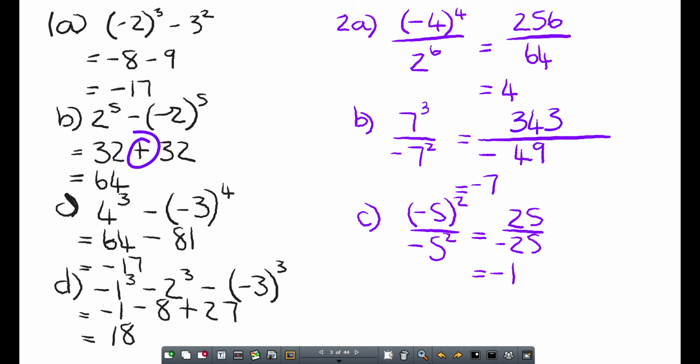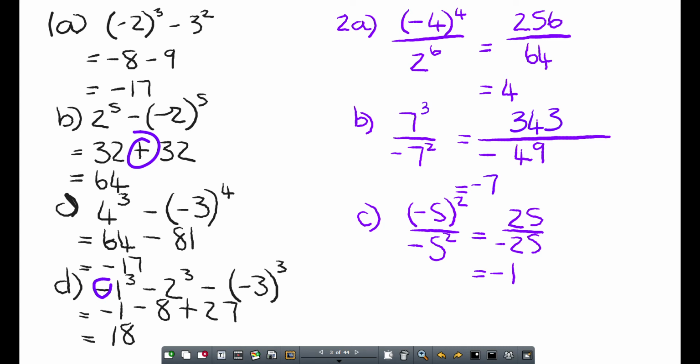Remember that minus 1 to the power of 3. The to the power of 3 only applies to the 1. Nice, there wasn't brackets around it. So that's why this negative stays a negative.